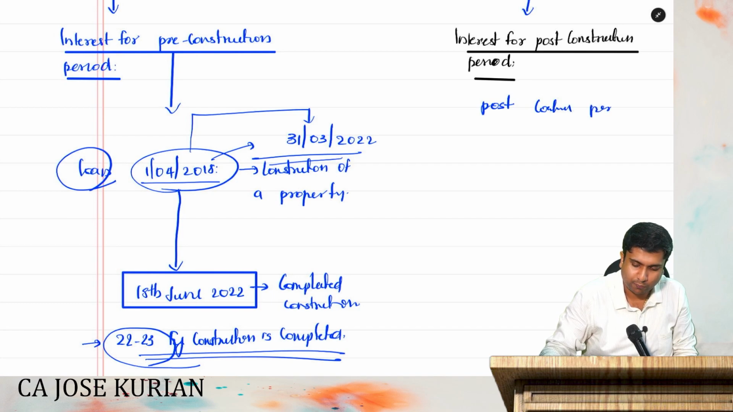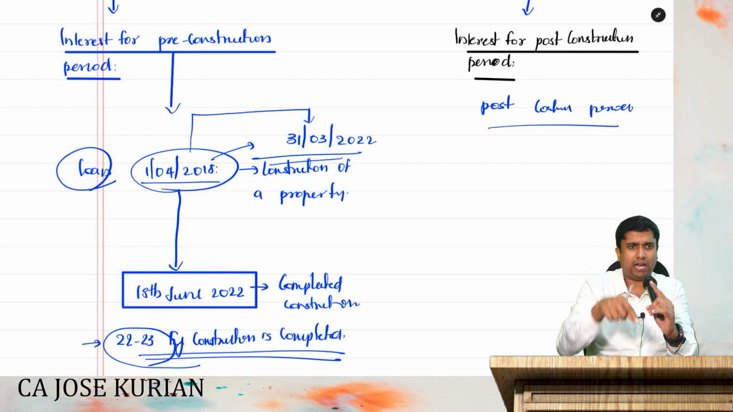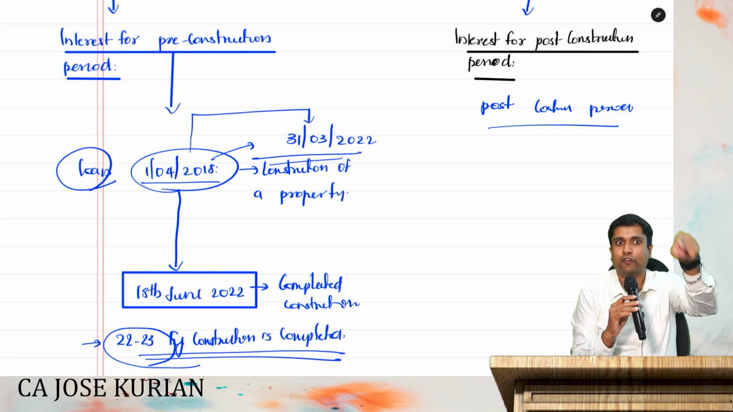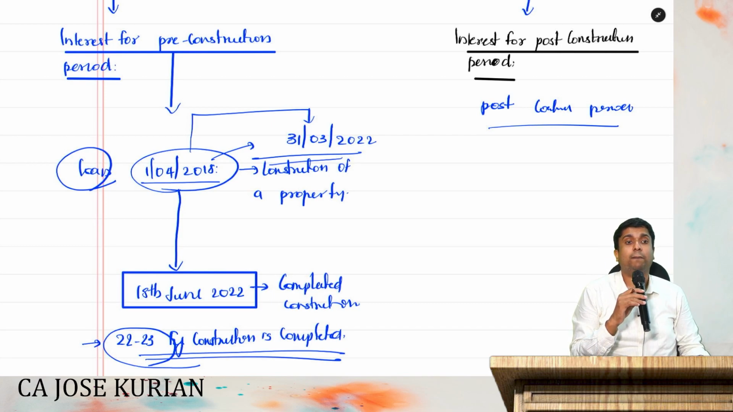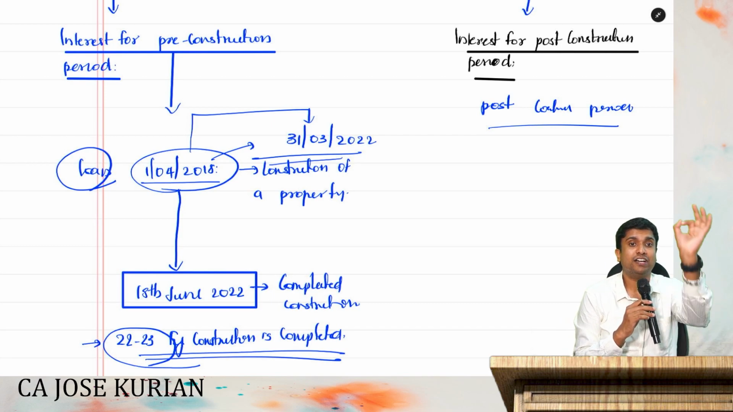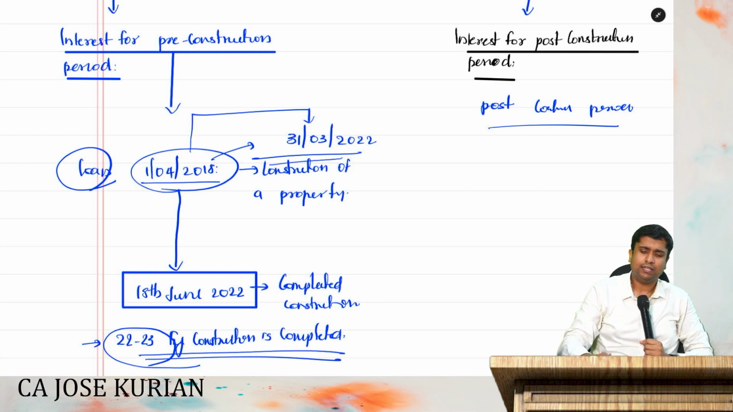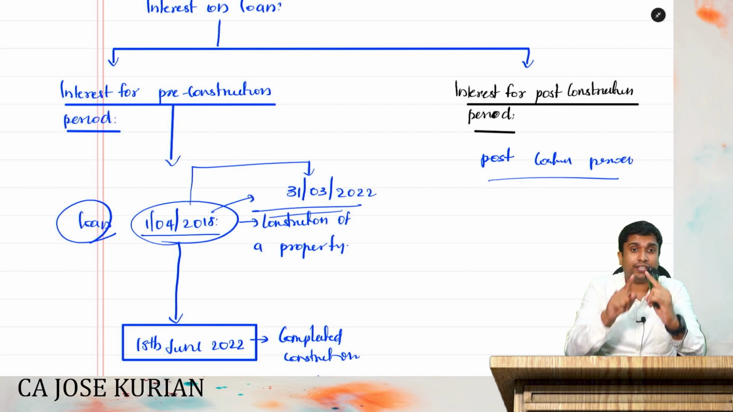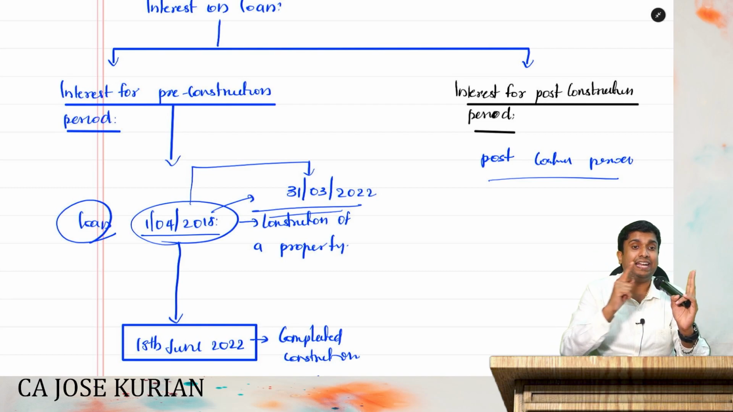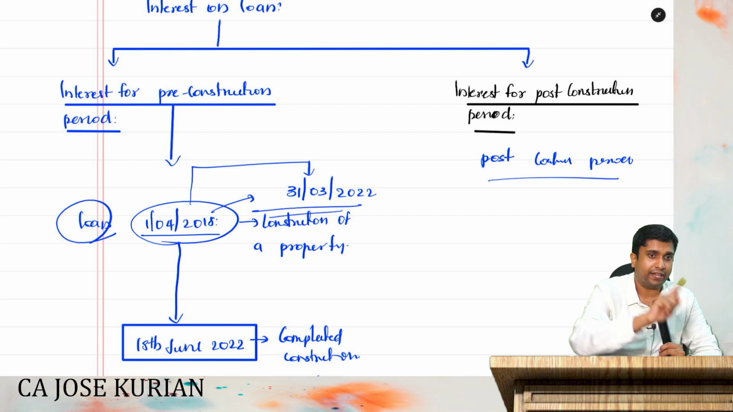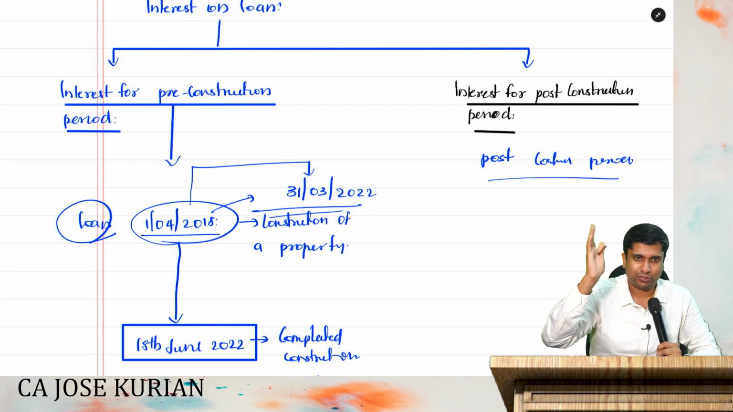Post-construction period. What is post-construction period? It is the period after construction. It includes the year of construction as well. Is that clear? So listen, our interest on loan can be split into two. Number one, interest for pre-construction period, and number two, interest for post-construction period.